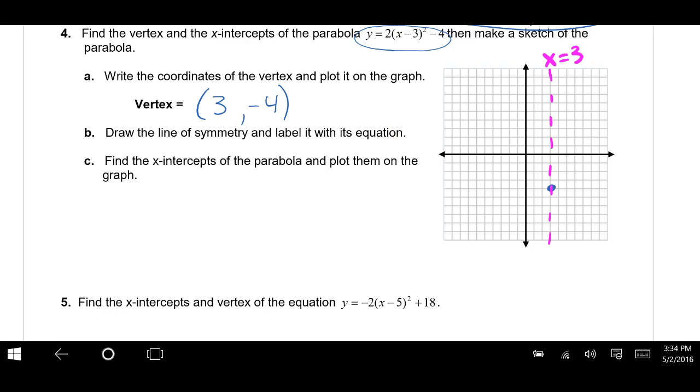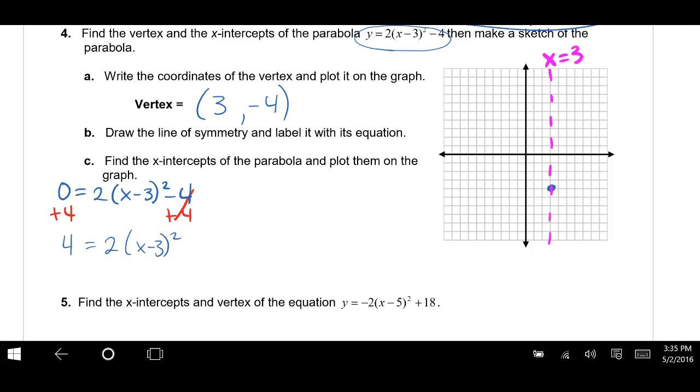Now we need to find the x-intercepts of the parabola and plot them. Well, this is where we're going to solve the equation using algebra. So first, let's set it equal to 0. So 0 equals that same equation, 2 times (x minus 3) squared minus 4. And the first thing we want to do, again, is add that 4 to both sides, just like we added the 8 in the last problem. That cancels out on the right. Now we have 4 is equal to 2 times (x minus 3) squared.